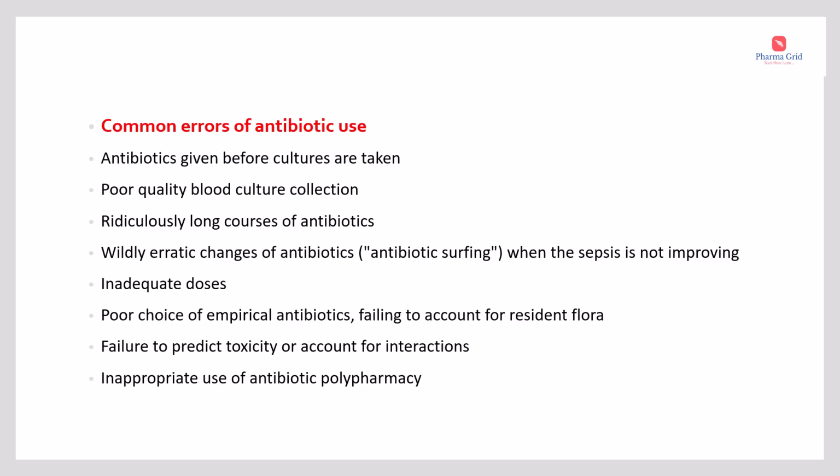Now let's see some common errors while prescribing antibiotics. Antibiotics given before cultures are taken, poor quality blood culture collection, ridiculously long courses of antibiotics, widely erratic changes of antibiotics such as antibiotic surfing when the sepsis is not improving, inadequate doses, poor choice of empirical antibiotics, failing to account for resident flora, failure to predict toxicity or account for interactions, and inappropriate use of antibiotic polypharmacy. So we have completed the principles of antimicrobial therapy.